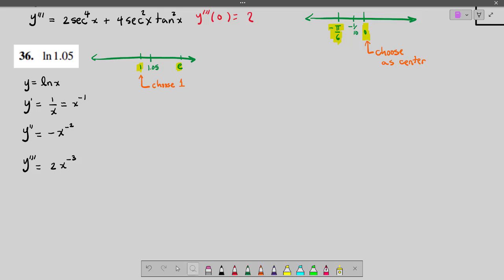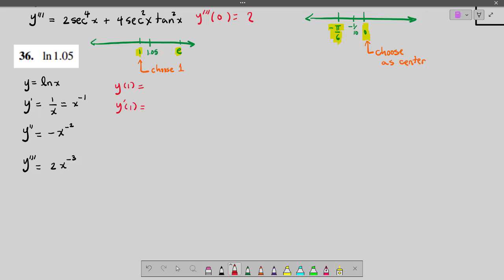So then we're going to evaluate the function and its derivatives at that center. So we're going to have y of 1, y prime of 1, y double prime of 1, and y triple prime of 1. So y of 1, of course, is 0, natural log of 1. And then here we're going to get 1, negative 1, and 2, plugging in 1 for all of those x's.